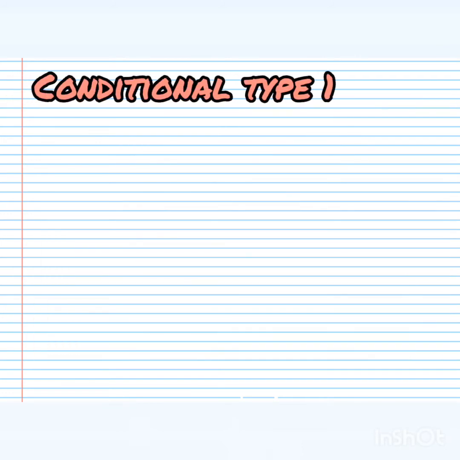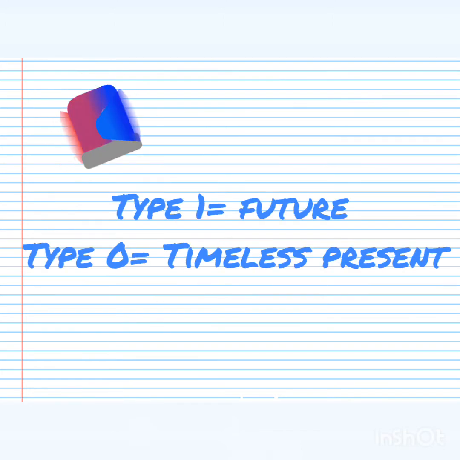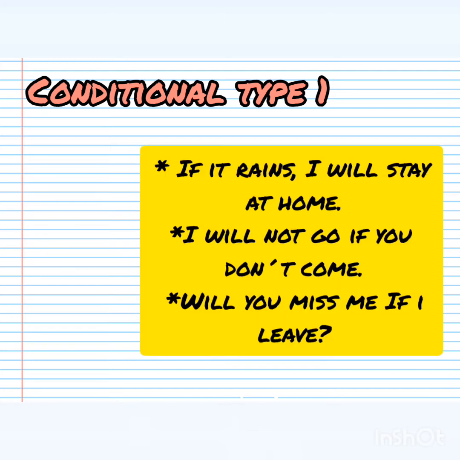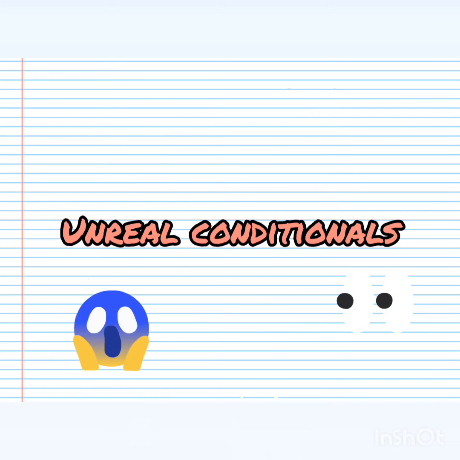Conditional type 1 is used to speak about very likely situations or results of an action. Remember that in conditional type 1, the consequence occurs in the future, whereas in conditional type 0, we have a similar concept to timeless present, that is to say, without any specific reference of time. The structure for conditional type 1 is if plus present plus will, may, should, and the bare infinitive form of the verb. Some typical examples of conditionals can be the ones that you can see below. Easy, right? Okay, so let's move to the next group, unreal conditionals.